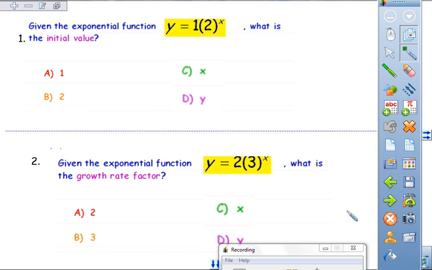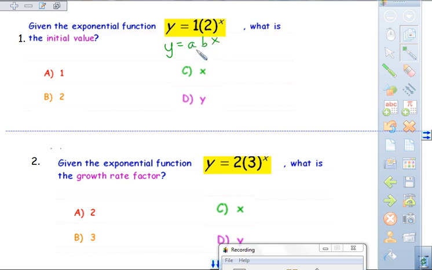So let's try a couple of examples. In the exponential function y equals 1 times 2 to the power of x, what is the initial value? So again, we're working with y equals AB to the x, where A is our initial value and B is our growth or decay rate. So we want our initial value, so pick a letter. Our initial value is going to be A.